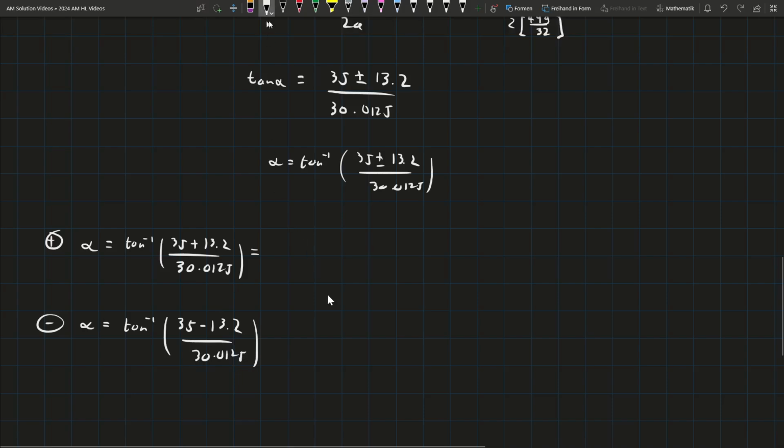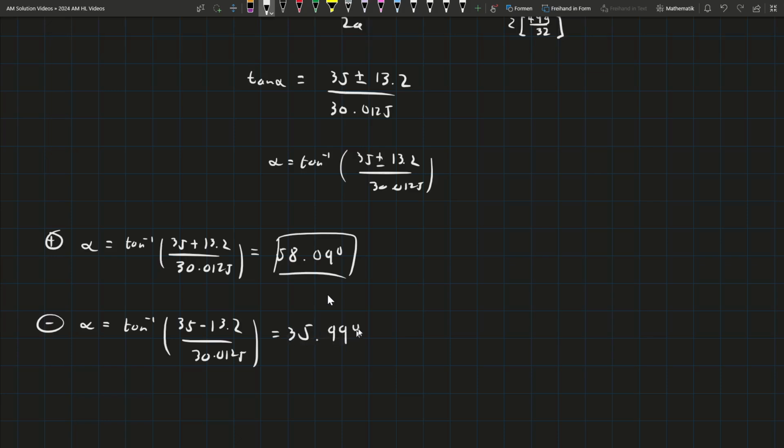For the first one, we get 58.09 degrees. And then for the second one, we get 35.99 degrees. So there are two answers there for alpha.